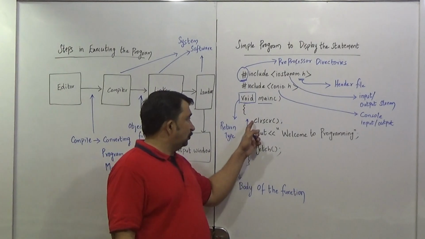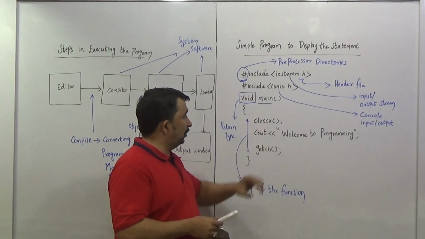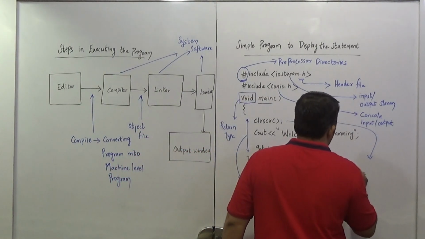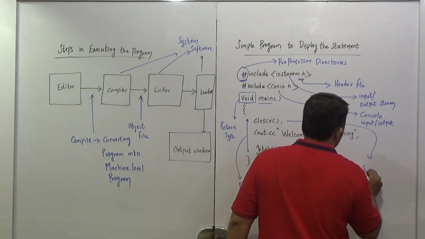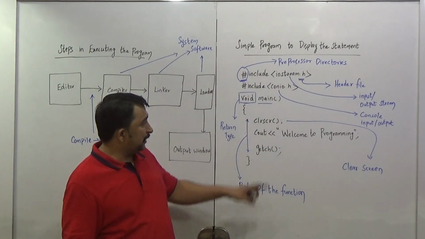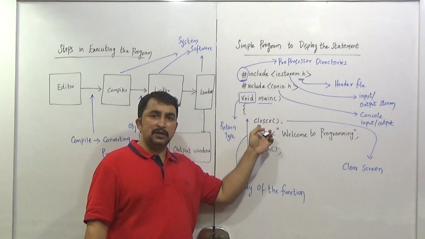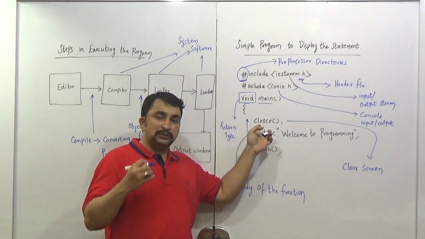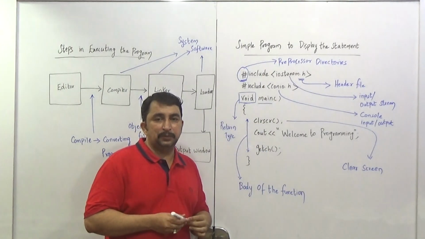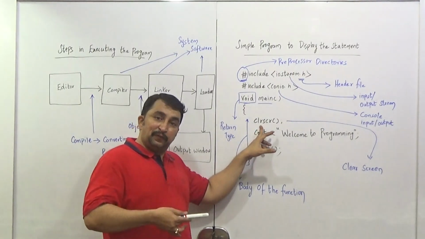Right. So coming back to the next line, that is CLRSCR. CLRSCR is clear screen. Again, I am telling you, this is said to be a built-in function. Built-in function means the function's work has already been defined in the header file. So this function's work has been defined already.